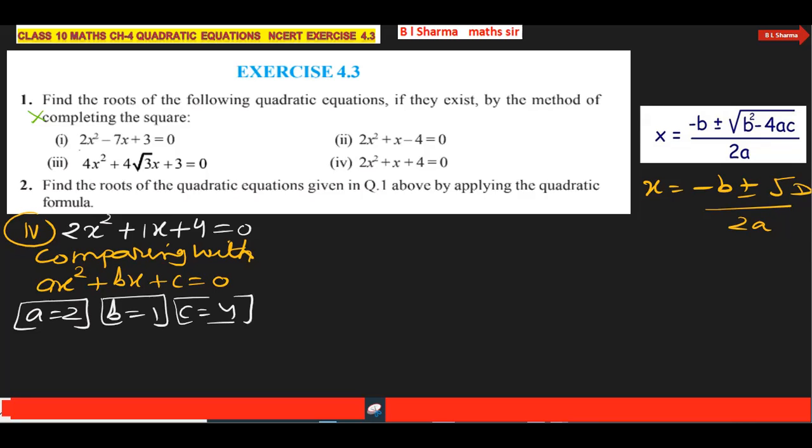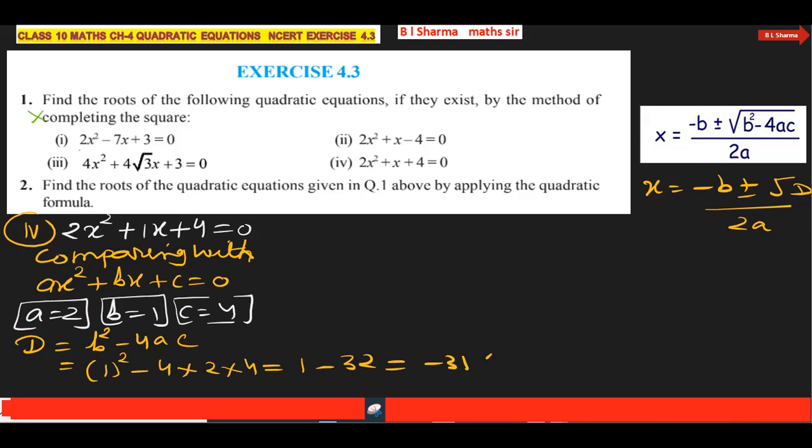Now we have to find out the discriminant, and discriminant D is given by b square minus 4ac. That is 1 whole square minus 4 into 2 into 4. That is 1 minus 32. That is minus 31, and which is less than 0. Discriminant इसका negative है. Therefore, what about nature of roots?